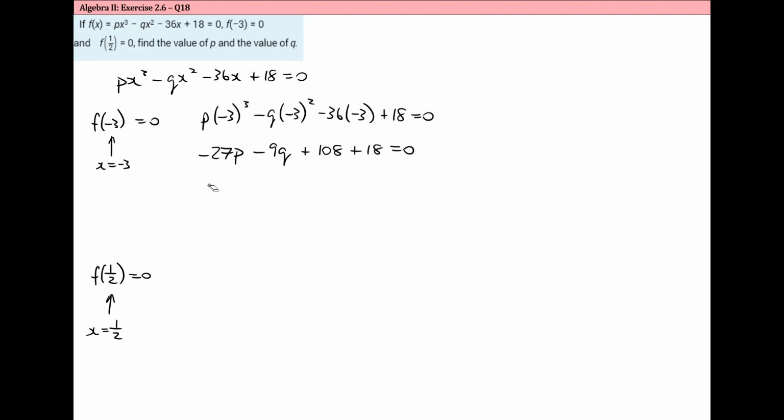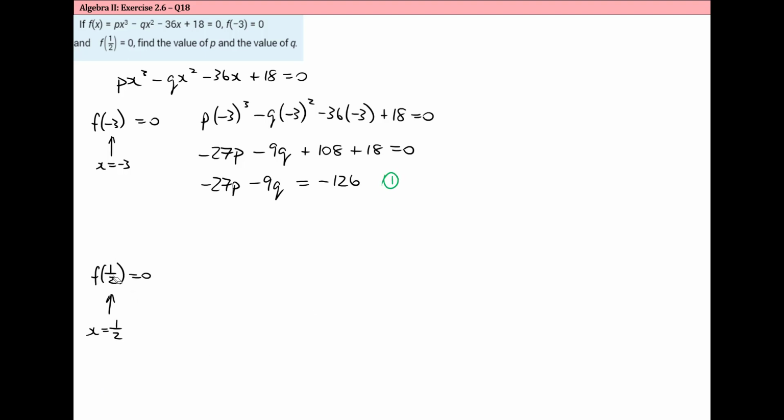Keeping the letter terms on the left, so minus 27p minus 9q, and moving the number terms to the right, so 108 plus 18 is 126. Subtracting 126 from both sides, we get equals minus 126. And I'm just going to call this equation 1.